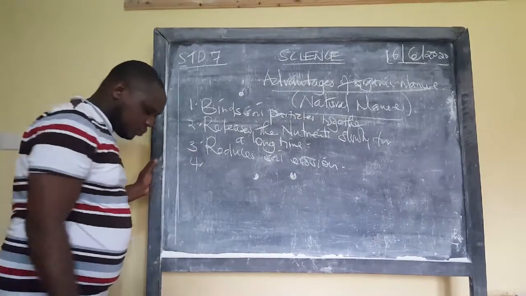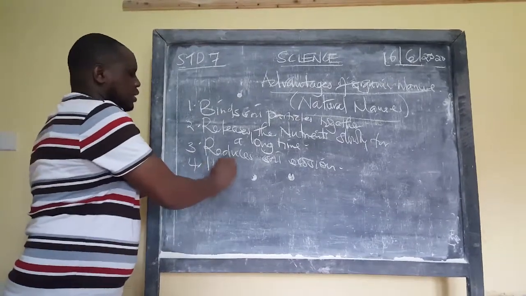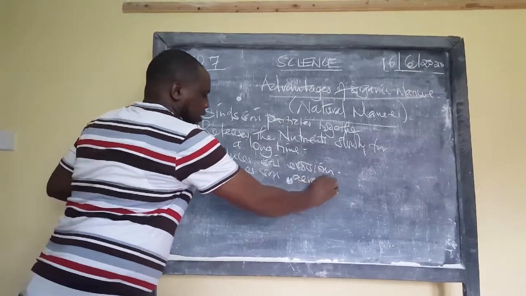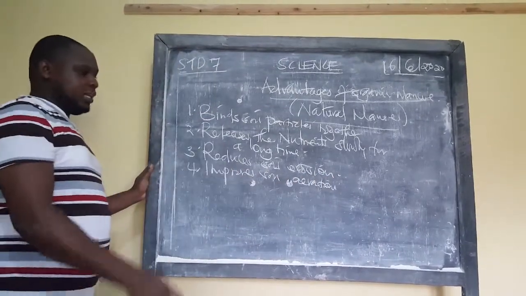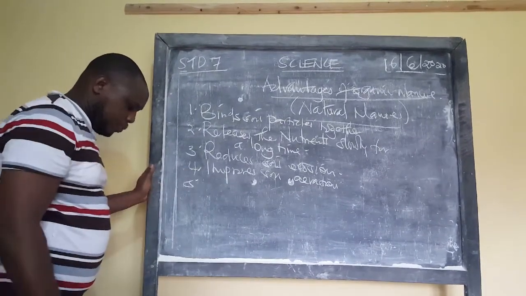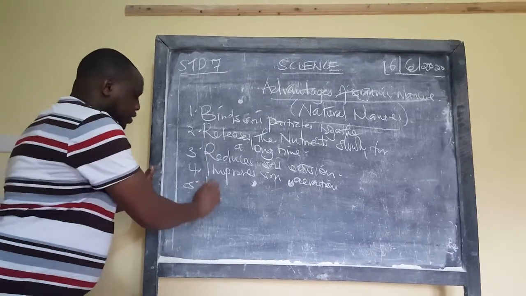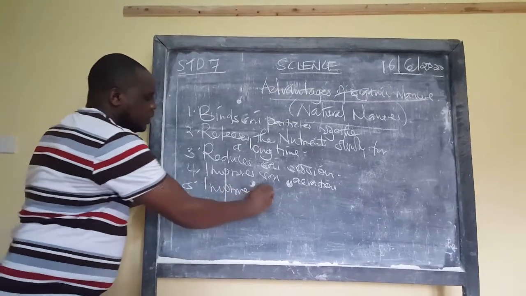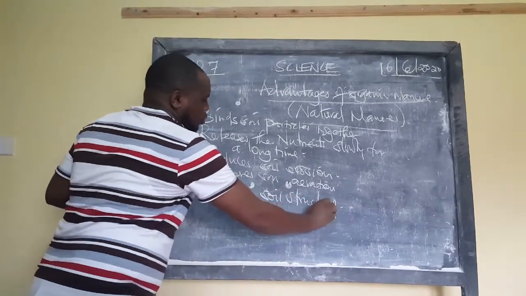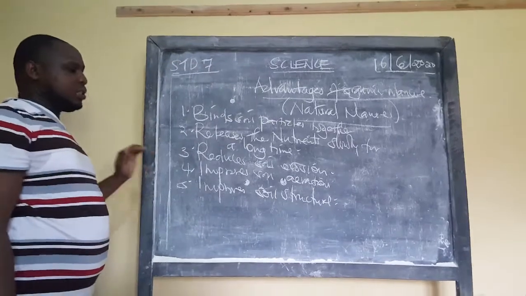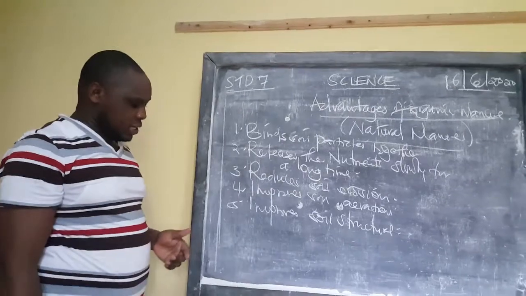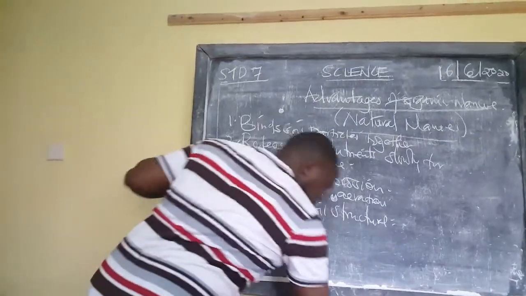Then number four, improves aeration. I talked about this yesterday. Improves soil aeration. As small animals move in the soil, they make ways where soil becomes aerated, and so air circulation is also improved. Then improves soil structure. How soil layers are arranged, it ensures it is improved because they are maintained. They are not destroyed. Then from there we go to the disadvantages.